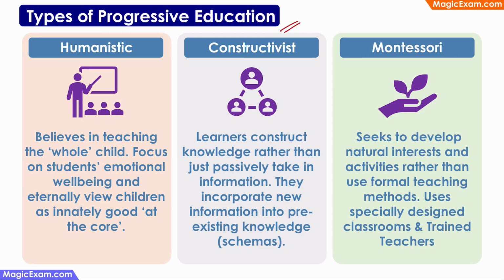Progressive education has been divided into three kinds. We can call them humanistic methods, constructivist methods, and the Montessori method. Now in the humanistic method, you are trying to develop a whole child. That is, rather than just focusing on what is given in the textbooks and the syllabus, you are looking at other aspects of development as well. You are focusing on the emotional development, the social development, and even the physical development of the child. The idea here is to build a better human being and not just an expert.